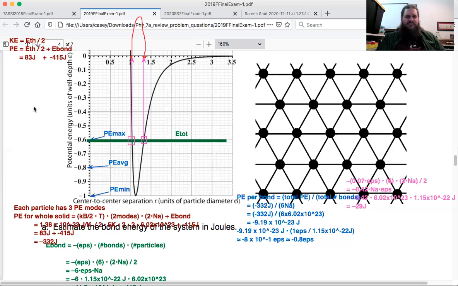Sounds good. And then just one more question. How did you determine where the total energy lies? The total energy should be at the maximum potential energy, because maximum potential energy occurs when kinetic energy is 0. And we know the maximum potential energy is as far above PE average as PE average is above PE min, because average potential energy is halfway between the minimum and maximum. Okay, makes sense. Thank you. Any other questions on that?